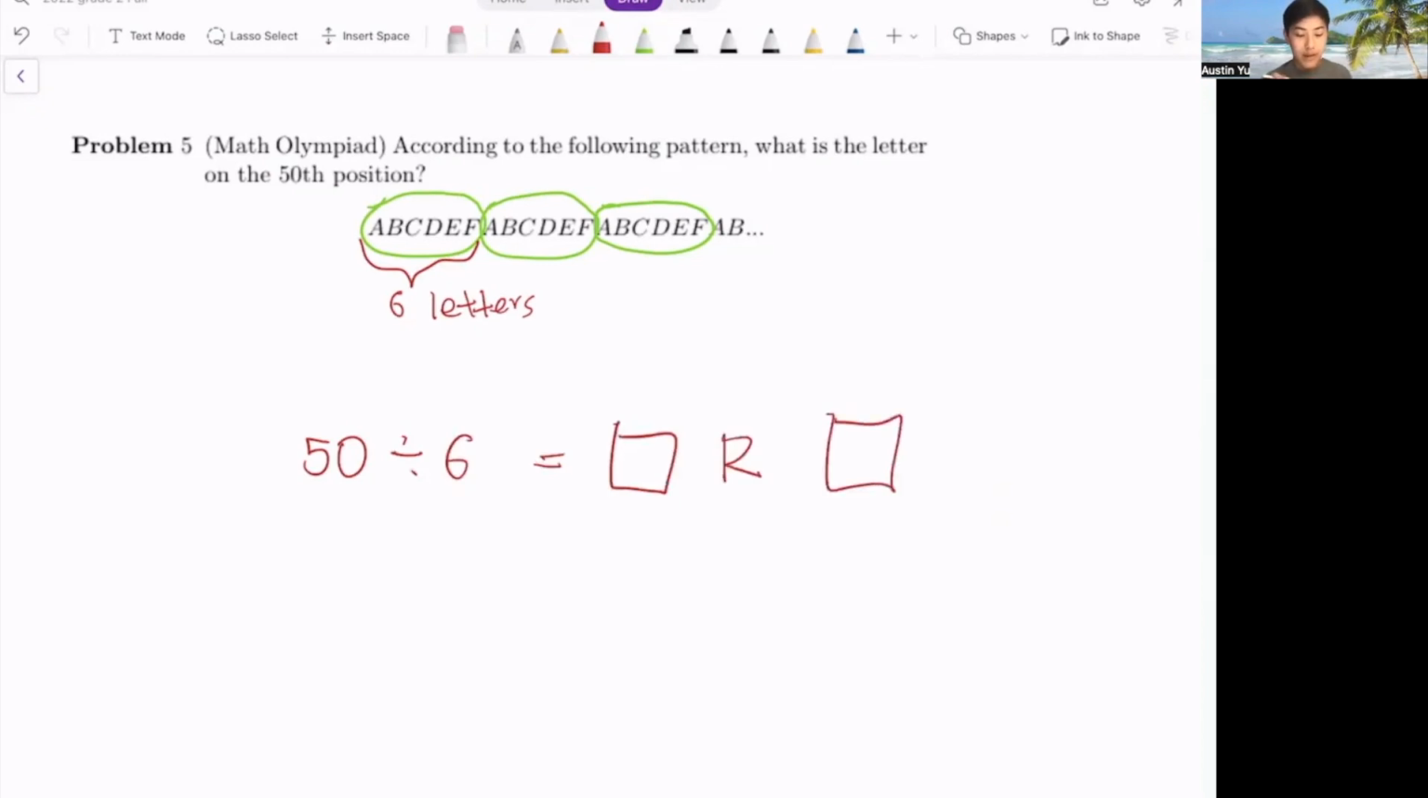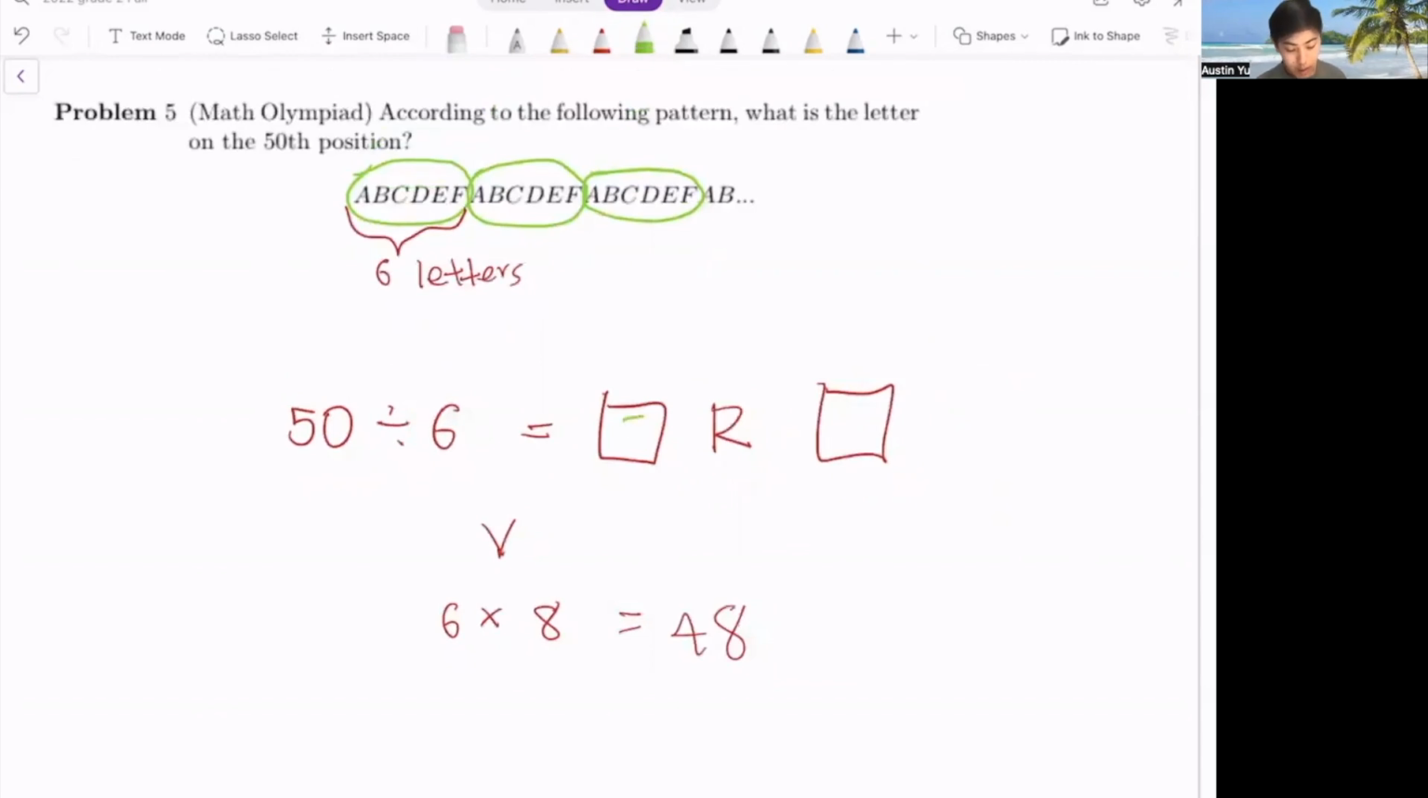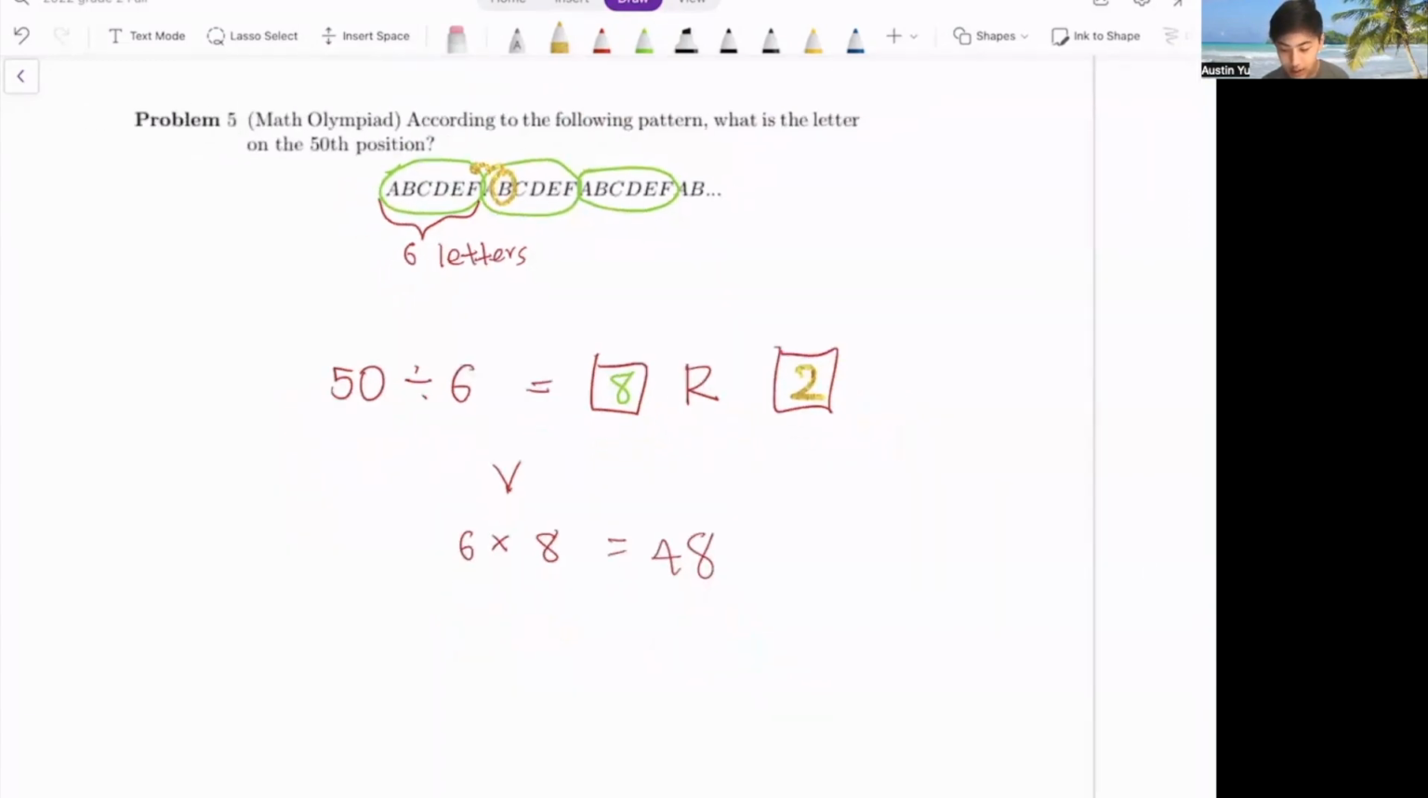Whatever answer is in the first blank, that will still be ending at the F, since that is 6 letters, it's just repeating itself. And we quickly get that 6 times 8 is 48, and that's the closest we can get to 50 without going over. So we write 8 in the first column, and as we see, there are 2 letters left over, and we quickly get that if we ended on F, we just go 2 spots over, which is B. So remainder 2, the answer is B.